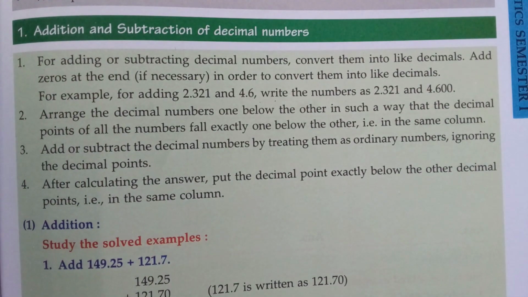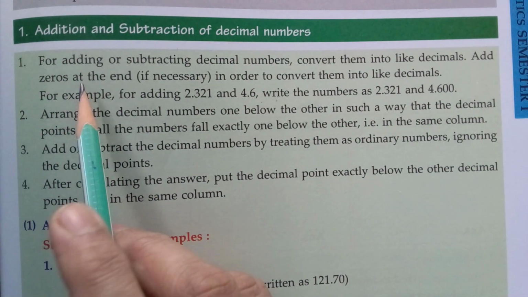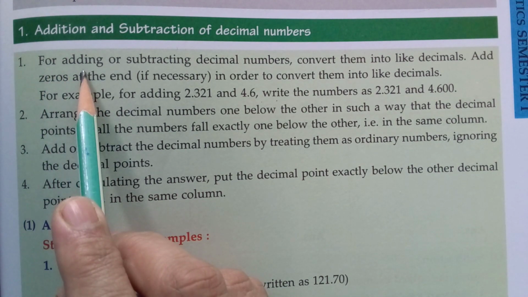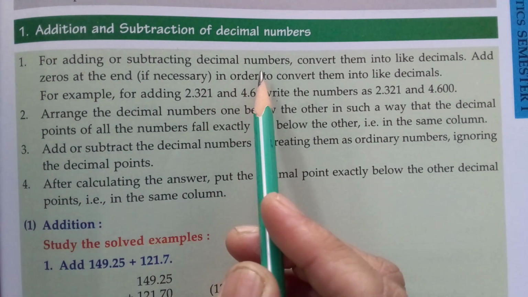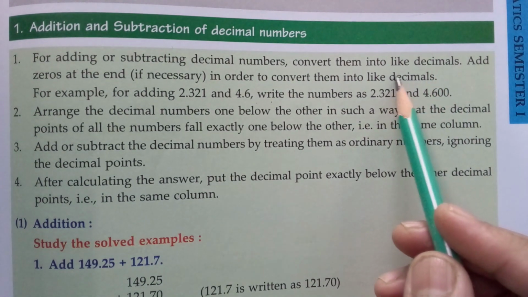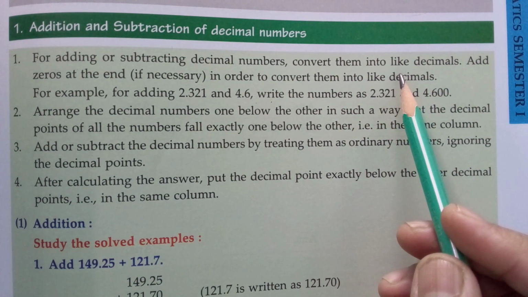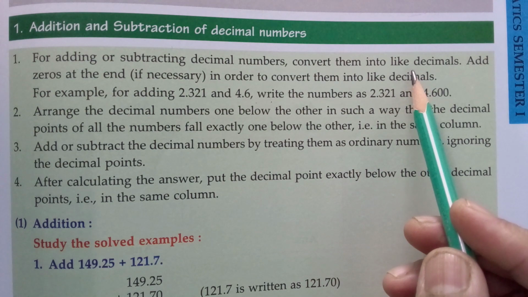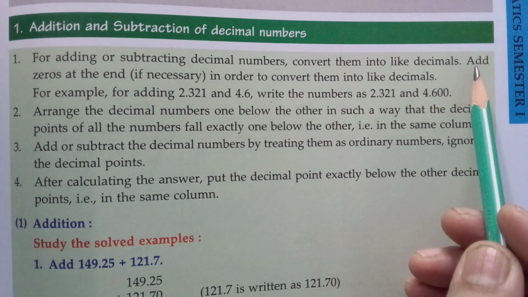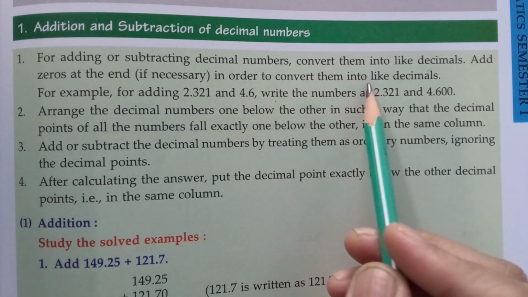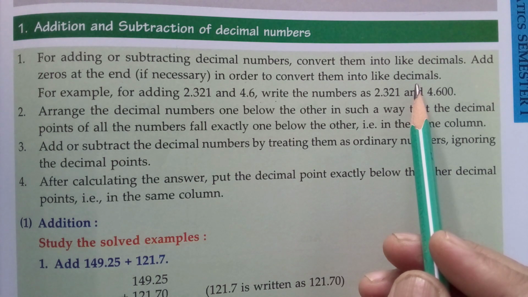So what are all the points to remember? Come here, come, we will see what are all the points while doing addition of decimal. For adding or subtracting decimal numbers, convert them into like decimals. Like and unlike decimals that you know, no? So to add and subtract the given decimal numbers, we should convert them into like decimals first. Add zeros at the end in order to convert them into like decimals. So how can we convert it? We can do it by adding 0 in the end.